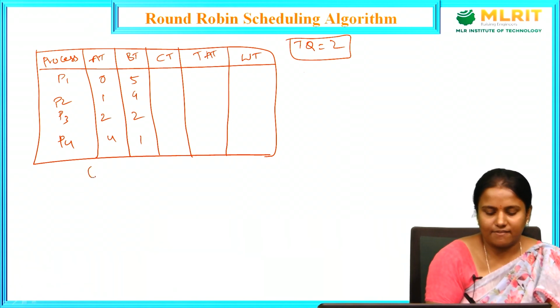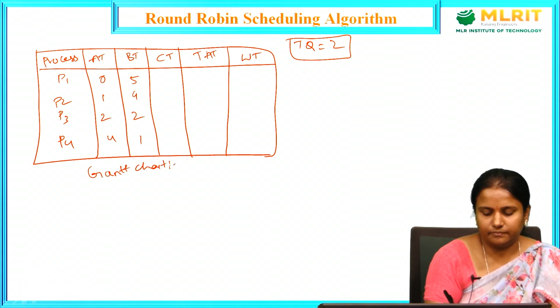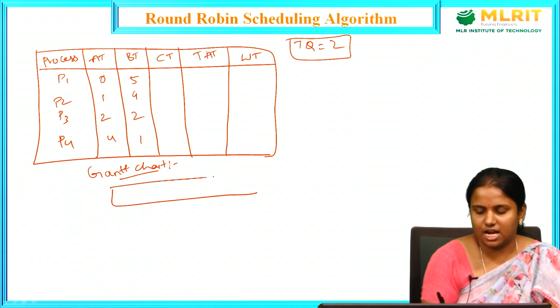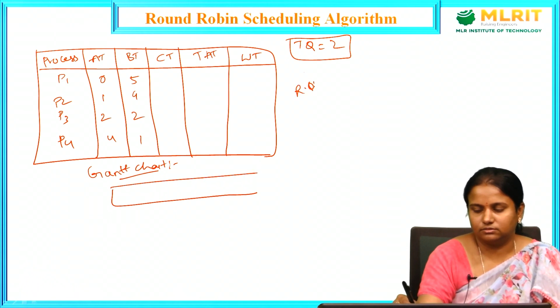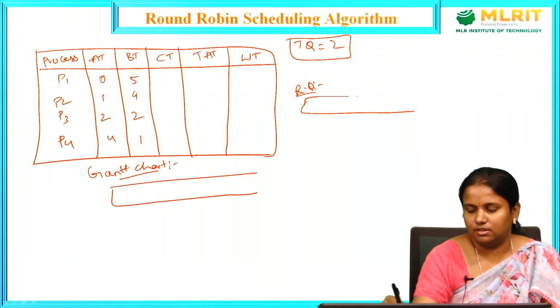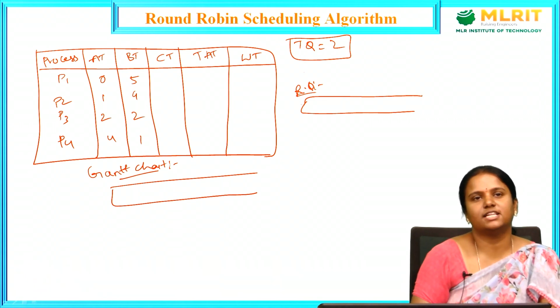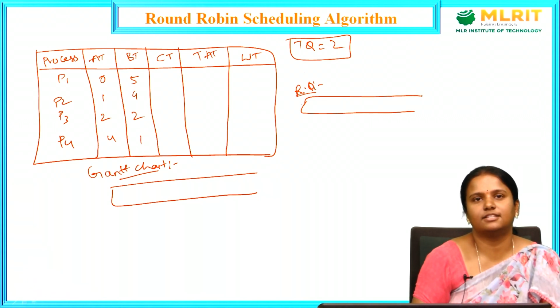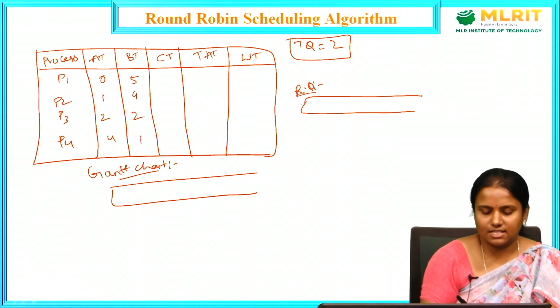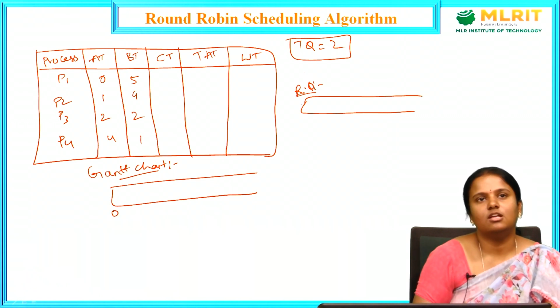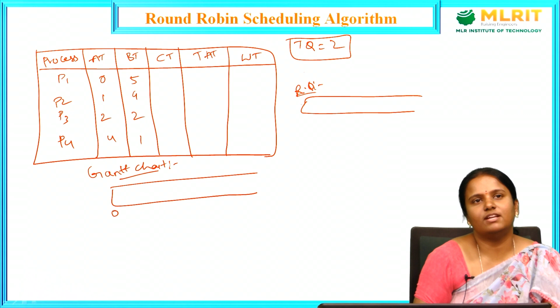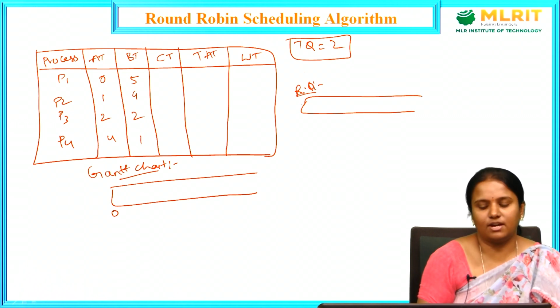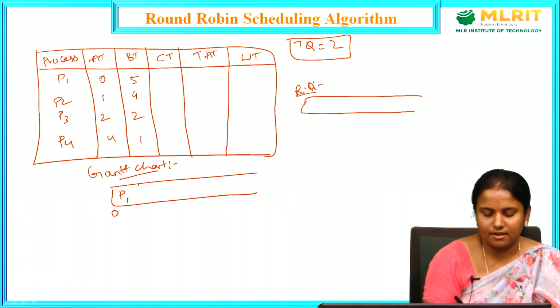So let us see our Gantt chart and ready queue. What is our Gantt chart? It shows the process under execution, whereas the ready queue is nothing but the processes which are in the waiting stage for the CPU. So the Gantt chart starts at arrival time 0. At arrival time 0, which process is ready? P1 is ready, with the burst time 5.